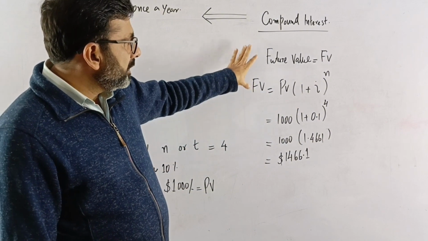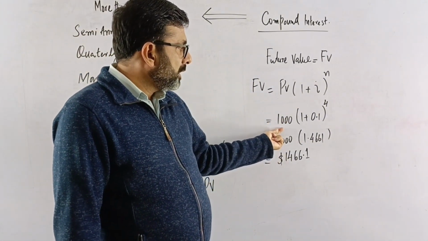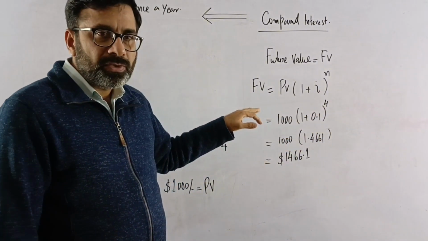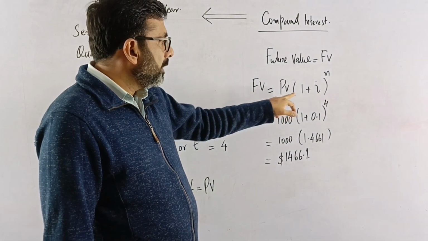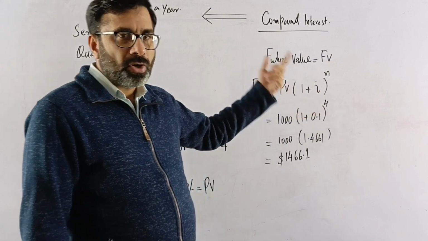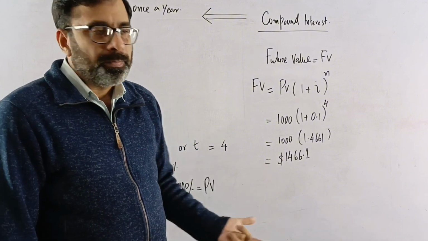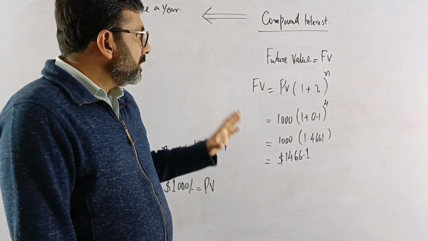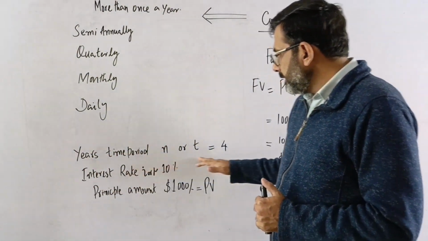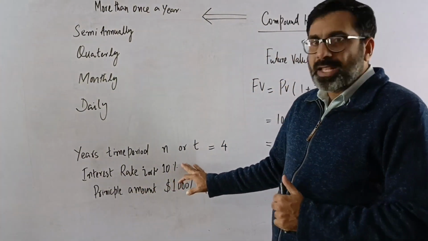So now, if you remember, what was the future value formula? If you are investing 1000 at the rate of 10% for a time period of 4 years, the future value will be the present value into 1 plus I, where I is the rate of interest, also called R, and N is the number of years or time periods. It may be T. Currently we were using N as 4 years and the rate of interest as 10%, and this was annual.